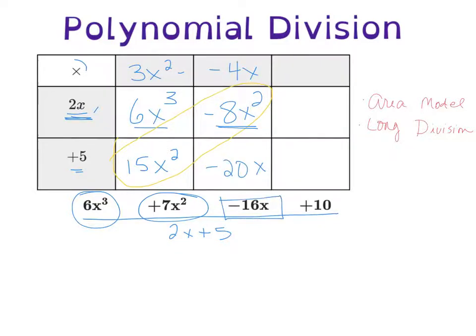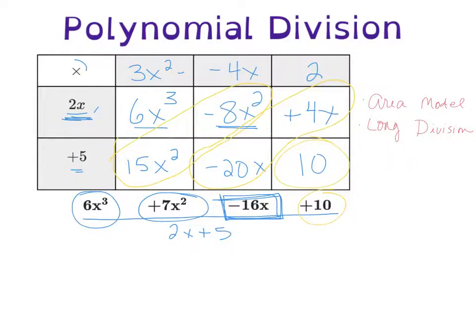But we want negative 16x. So that means these two boxes will have to fix that for us to get negative 16x. It means we need a positive 4x here because negative 20x plus 4x gives us negative 16x. What times 2x gives us 4x? And that is 2. 2 times 2x gives us 4x, and 2 times 5 gives us 10. Oh, look. 10 is the number we were looking for, so that means we have 0 remainder, and we're all done.